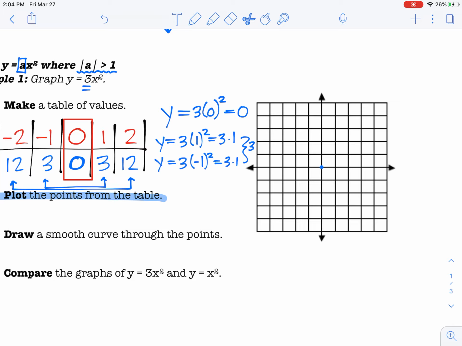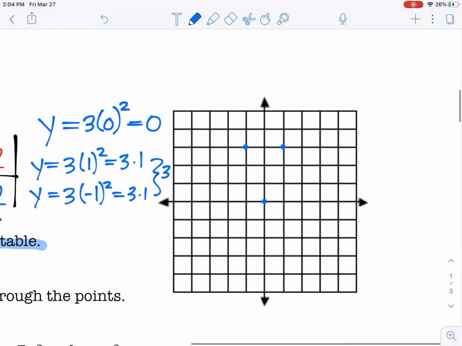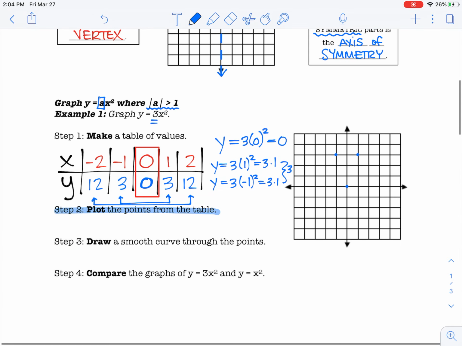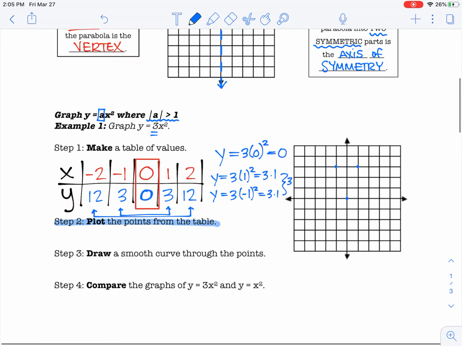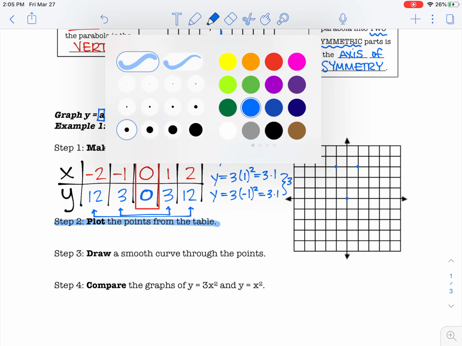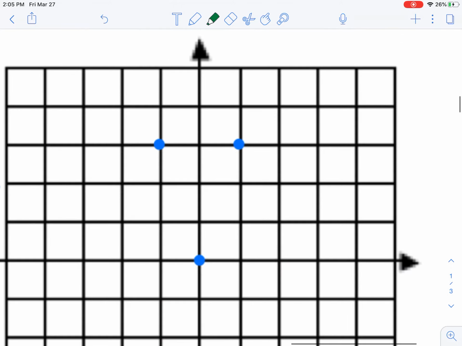Our next set of points moving out is at 1, 3 and -1, 3. So you'll notice they are symmetric over that axis of symmetry. And then our next points will be at 2, 12 and -2, 12, but I'm not going to graph those right now. All right, so once you have your points down, your goal is to draw a smooth curve to connect this. It's kind of hard to do on an iPad. It might be easier if you have paper.